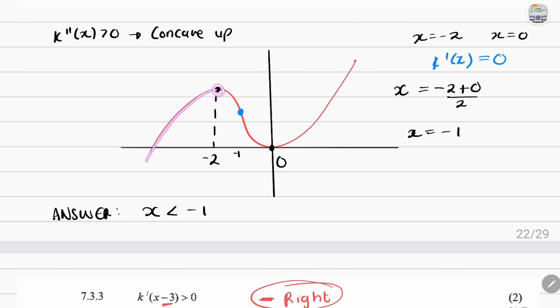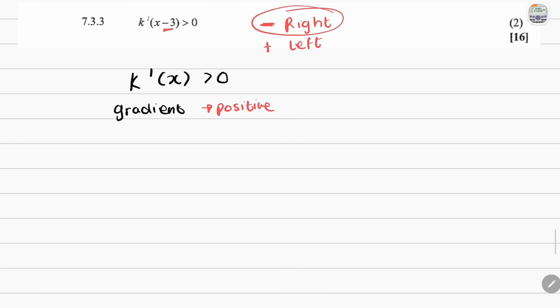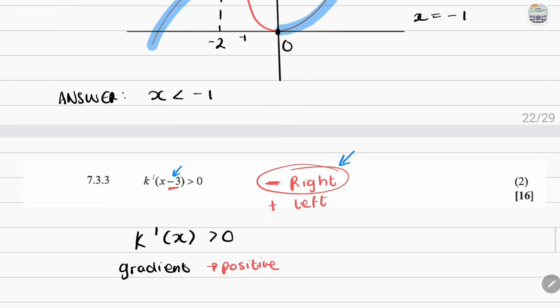Then it stops increasing, okay? It stands still at this point, and then it starts decreasing. And then it reaches a turning point again, standstill, and then it starts increasing. So we can see that the places where the graph is increasing would be here and here, okay? Now what they have done is they didn't just say k prime of x is greater than 0. They said k prime of x minus 3 is greater than 0. Remember what this does. Minus 3 will shift the graph to the right. It will shift it 3 units to the right.